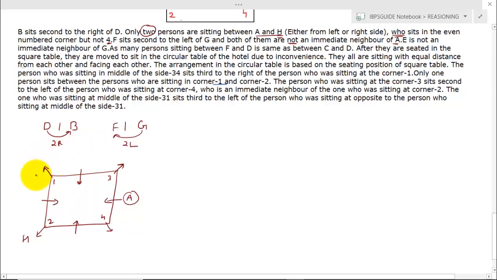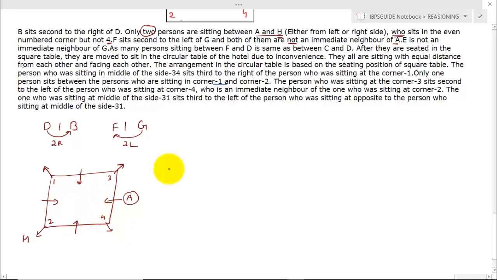We can place G at this position. Let's check. If I place G at this position, then second left, in clockwise 1, 2, would be F, which is not possible because F and A will be there. So if I place G at this position, then second left is not possible because A is already there.